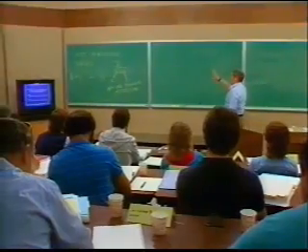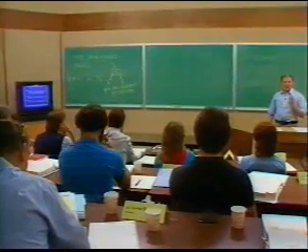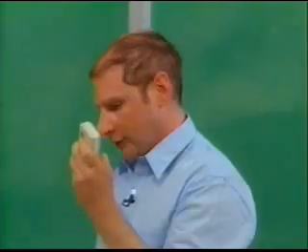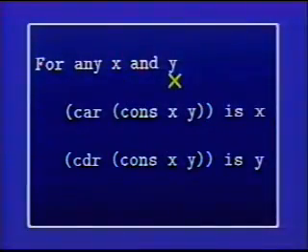Okay, so those are pairs. There's cons that constructs them. What I'm going to know about cons, car, and cdr is precisely that if I have any things x and y, and I use cons to construct a pair, then the car of that pair is going to be x, the thing I put in, and the cdr of that pair is going to be y. That's the behavior of these operators, cons, car, and cdr.